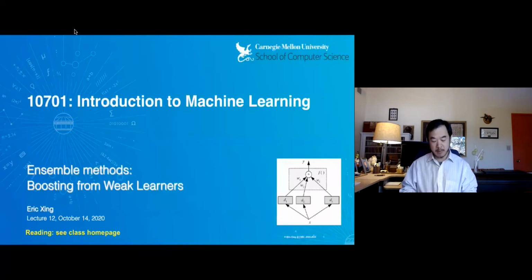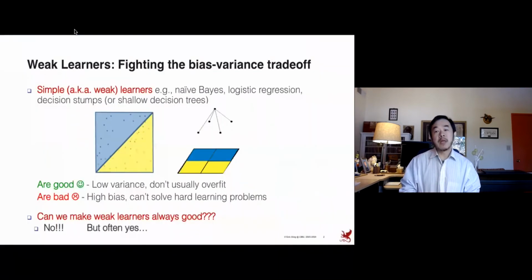So today we're going to talk about what is known as ensemble learning. Specifically, we will be covering a very famous algorithm known as boosting, from the weak learners. So what is a weak learner, right? Weak learners are basically simple algorithms for machine learning, such as naive Bayes.